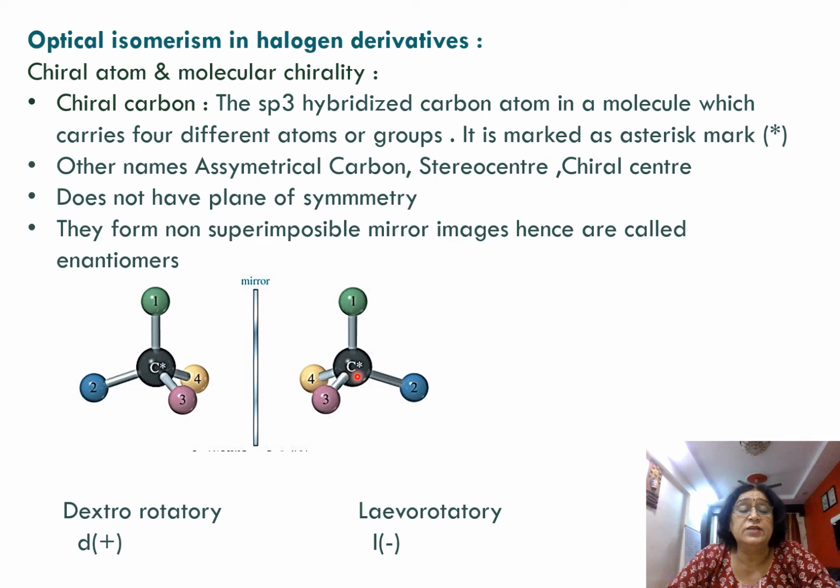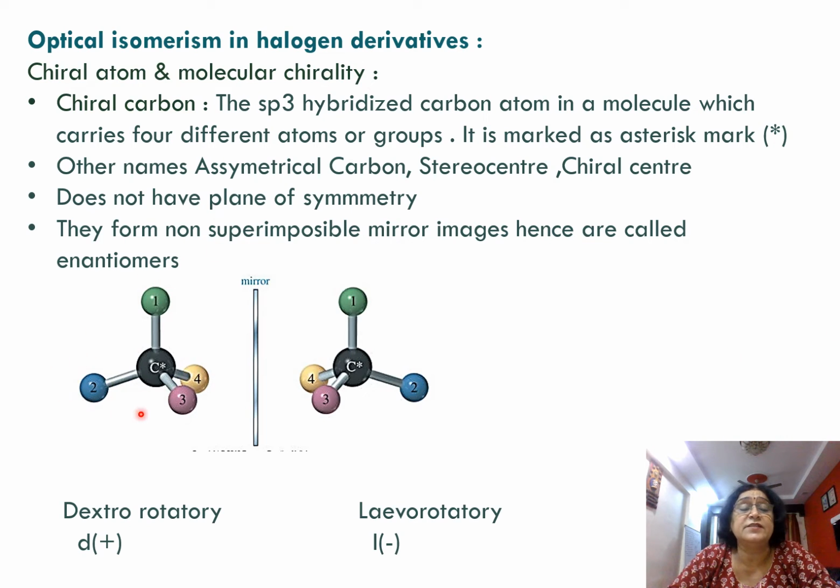So they are called enantiomers. And one of them is known as dextrorotatory, another is known as levorotatory. Dextrorotatory is represented by small d and the plus sign, and levorotatory is represented by small l and the minus sign. Here, so what is chiral carbon?